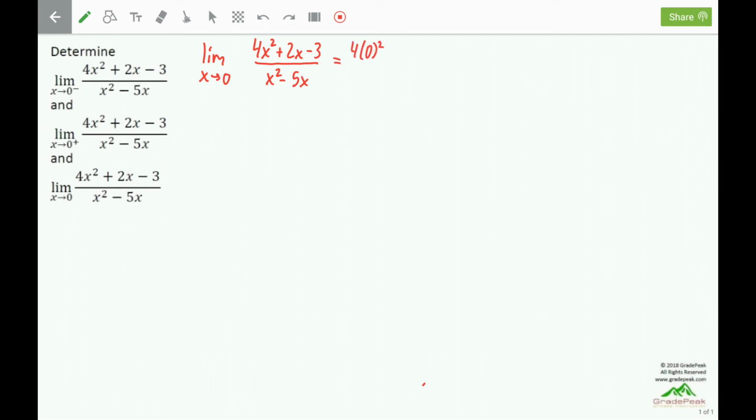That will give 4 times 0 squared plus 2 times 0 minus 3, divided by 0 squared minus 5 times 0. 4 times 0 squared is 0, plus 2 times 0 is 0, and then minus 3, divided by 0 squared is 0, and minus 5 times 0 is 0. 4 times 0 is a 0. 0 minus 3 is a negative 3, divided by 0 minus 0, which is a 0. 0 minus 3 is a negative 3 over 0.